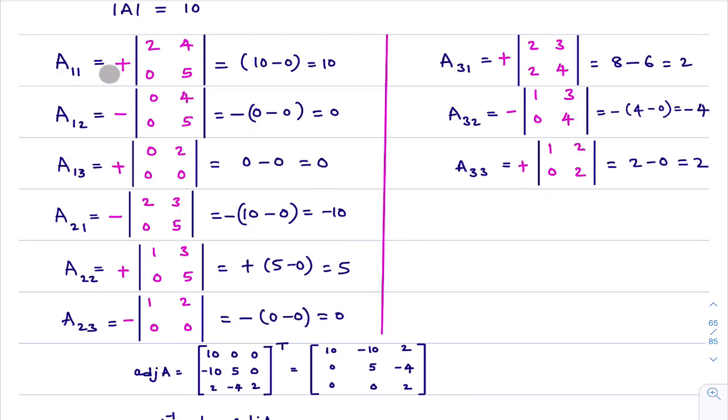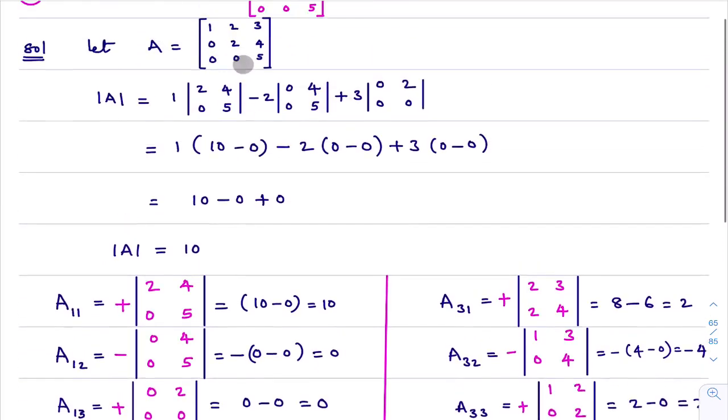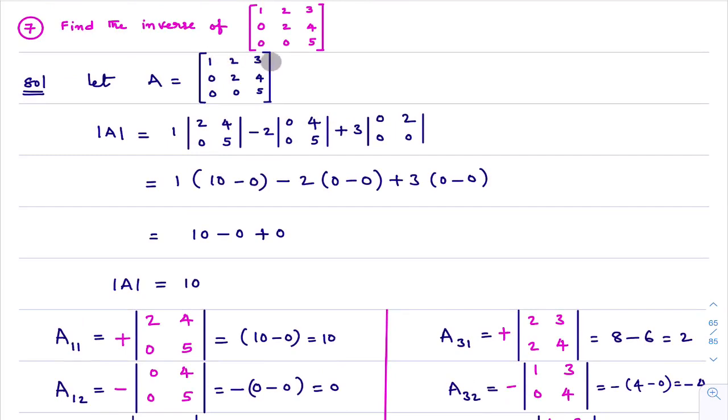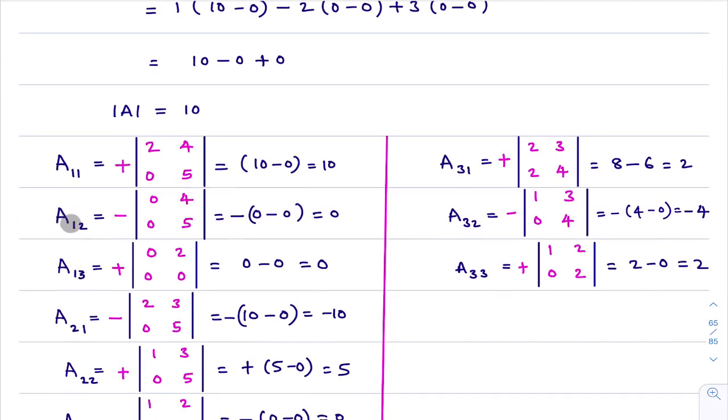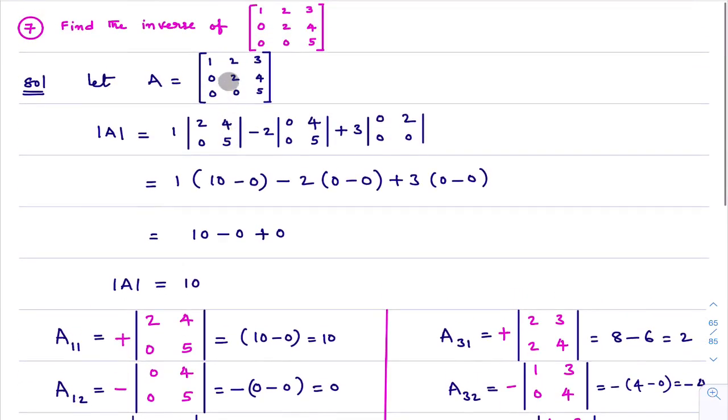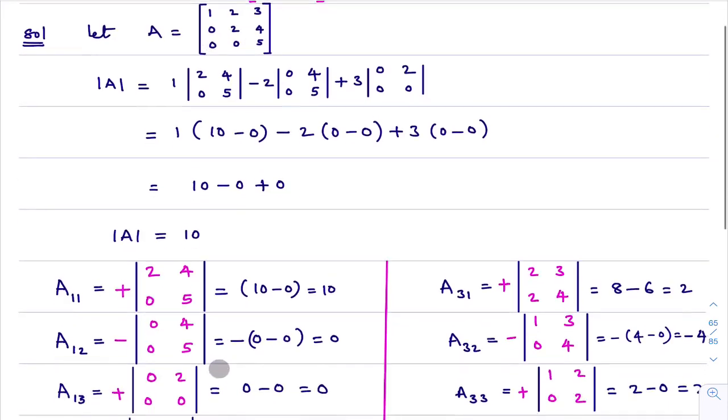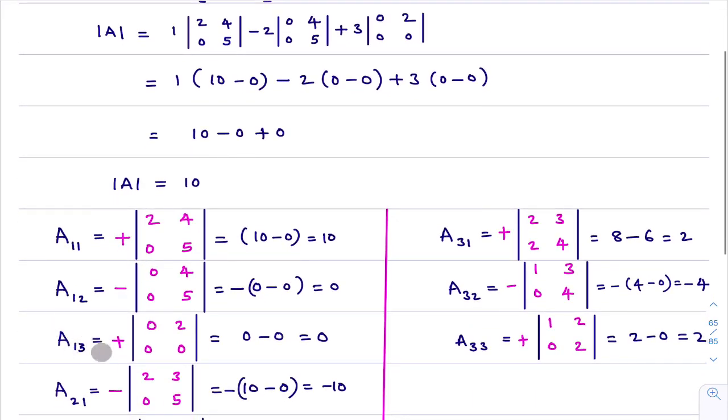Now, the minor of this element is obtained by deleting the first row and first column. In this, delete the first row and first column, what you will get? Determinant of 2405. Now, the minor of this element is the determinant obtained by deleting the first row, second column. You delete the first row, second column: determinant of 0405.